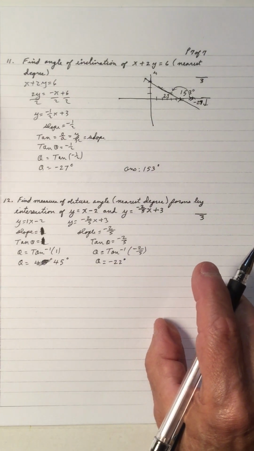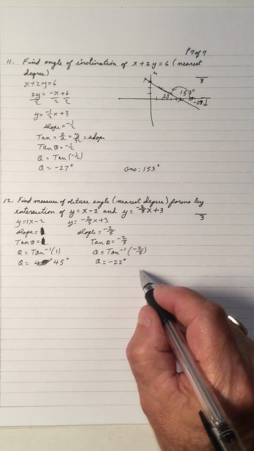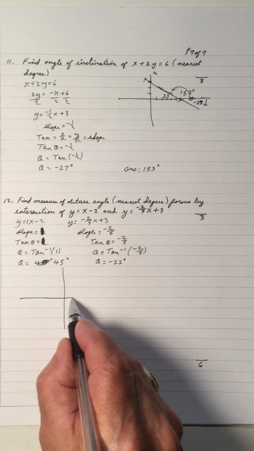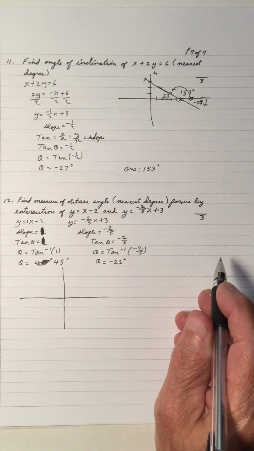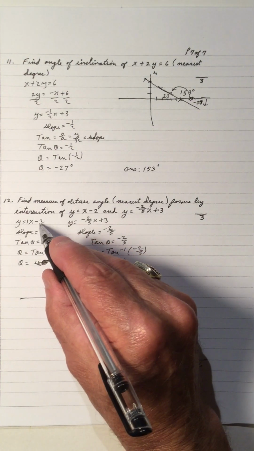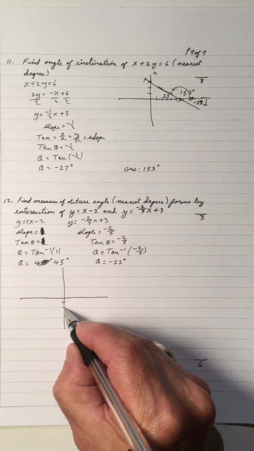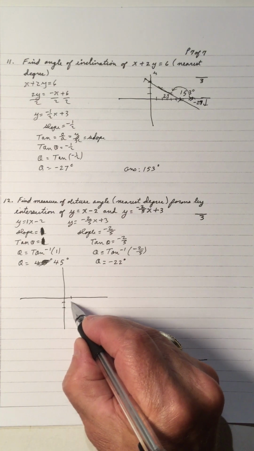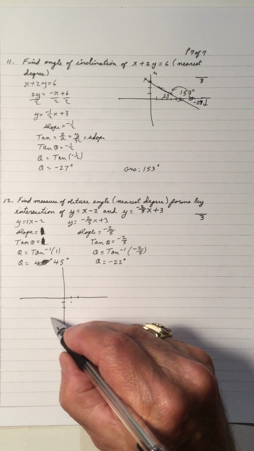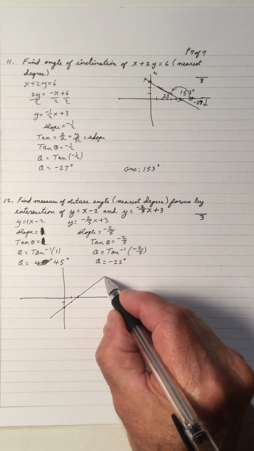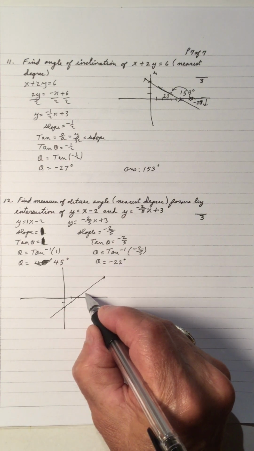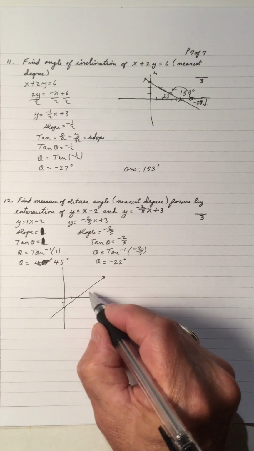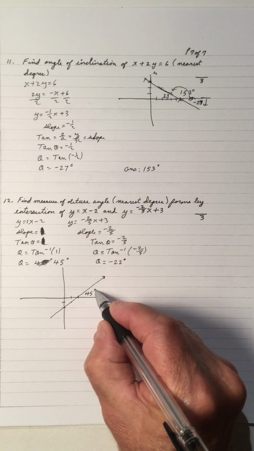So now let's draw a picture of what's happening here. Let's graph this. This is a negative 2, and the slope is 1, so it's up 1, right 1, up 1, right 1. This angle of inclination right here is the angle between the x-axis and the line in the positive rotation. So there's the angle of inclination for that line.